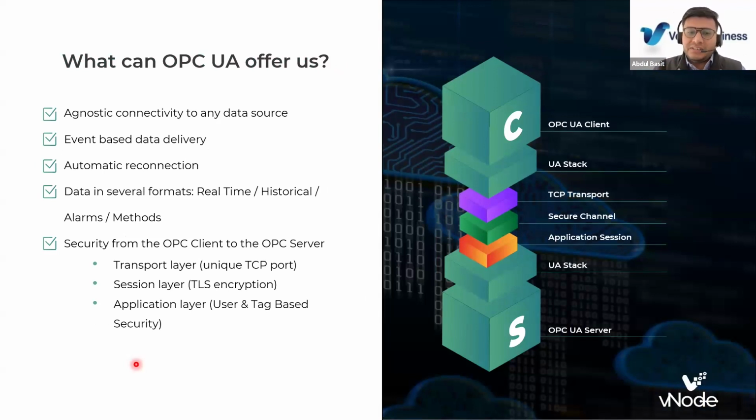For example, you can have real-time data, you can have historical data, and it also incorporates alarms and methods as well. The connections between OPC UA client and OPC UA server are basically automatic. So if there is a disconnection, it gets automatically reconnected. And also in OPC UA you have multiple security levels. So you have a transport layer, then you have a session layer, and then you have an application layer. So these are the multiple options which OPC UA can offer.